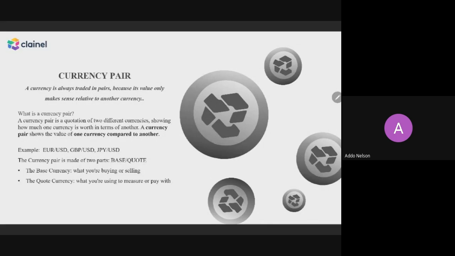And with currency pairs, we have the USD/NGN or the NGN/USD, which is a pair saying you are giving your Nigerian naira for a particular amount of the US dollar. So a currency is always traded in pairs. Currencies are always traded in pairs because their value only makes sense relative to another currency. That's just how it works. You can't just single-handedly trade a currency. You can't just go and get a dollar without exchange.